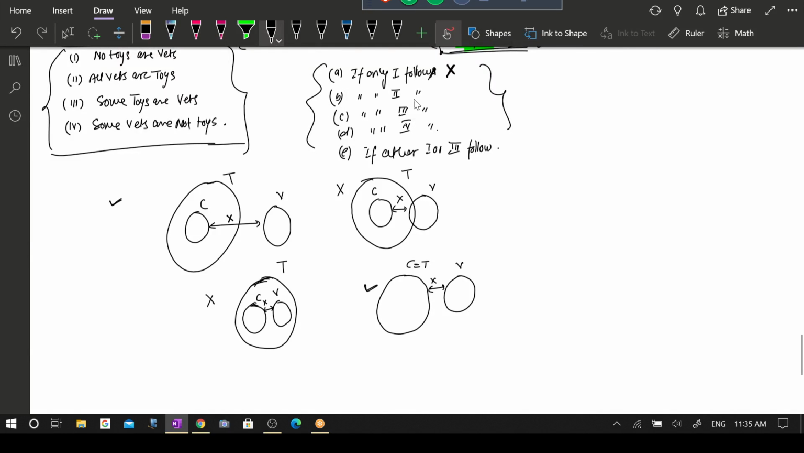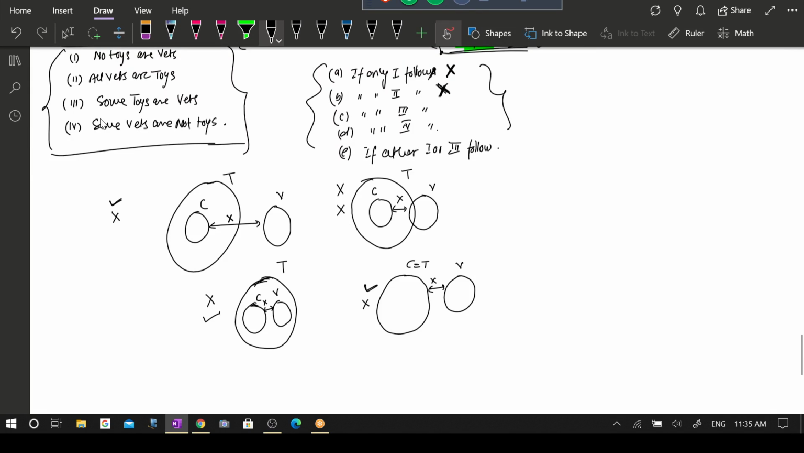Then only two: all vets are toys. Over here it is not working, over here it is working, and over here it is not working. So option number B is also not true.